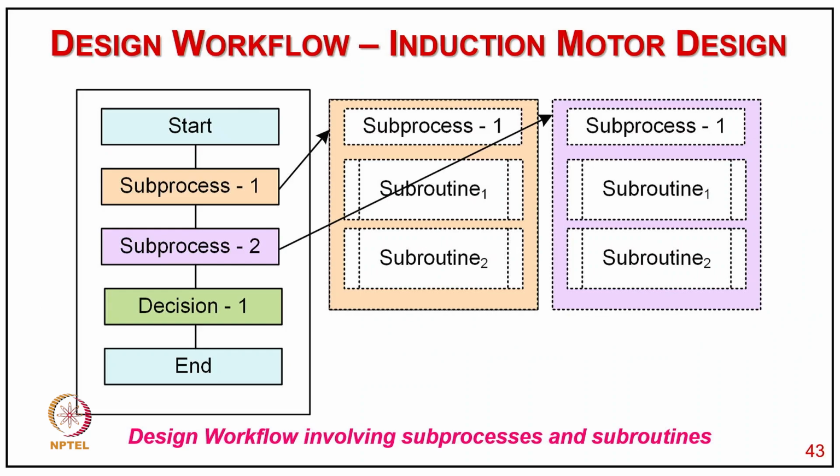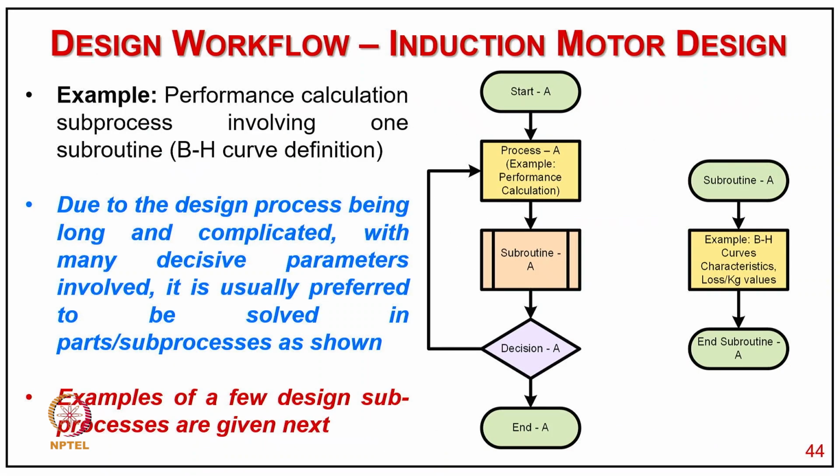This is a design workflow. If you look here, as a sub process, we start from the design, then we have sub process 1, where we have subroutine 1 and 2 as part of it, and sub process 2 where we again have subroutine 1 and 2, and then we have a decision making and go to the end of the design workflow. So we do the calculation and then we come to revision, followed by the end if all decisions are correctly taken. So the example is here.